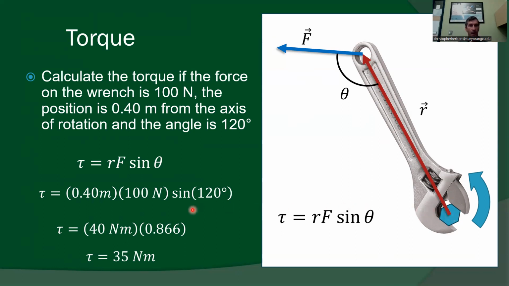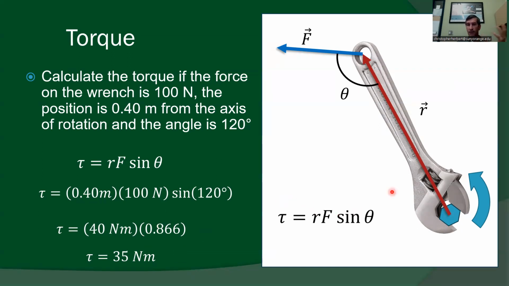And I can see here that, again, R times F, 0.4 times 100 newtons. I'm going to say that this wrench has a length of a little more than 40 centimeters, but the force is applied 40 centimeters from the axis of rotation. I put 100 newtons on this. I'm going to apply the force at a 120-degree angle. Let's say I'm in a tight spot and I can't quite get that perfect 90 degrees, so I've got to do it at 120 degrees. I can see 0.4 times 100 gives me 40 Newton meters. The sine of 120 degrees is 0.866, and that's 35 Newton meters.